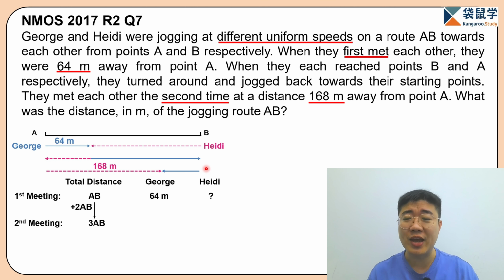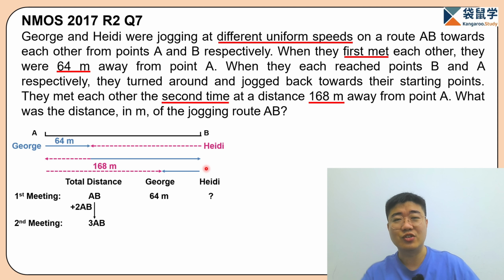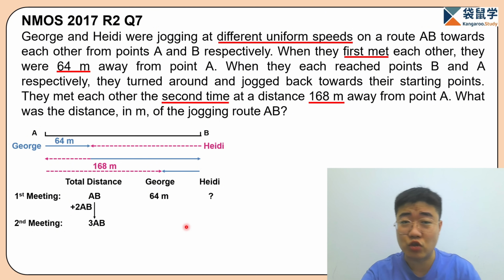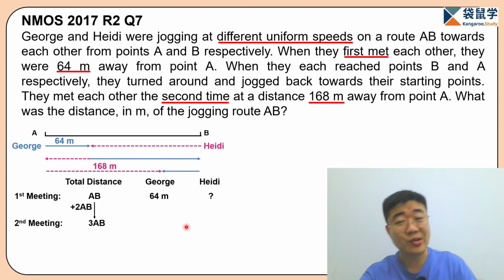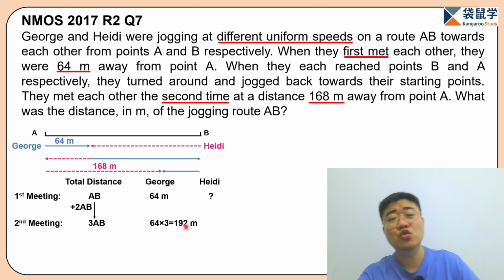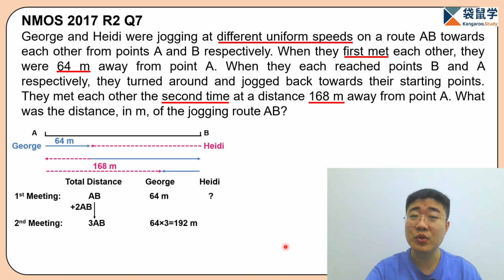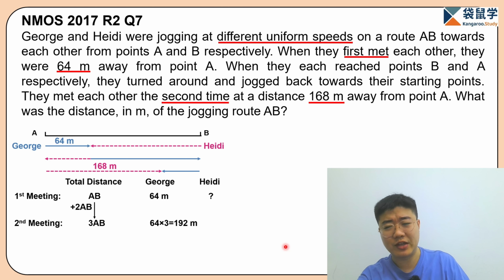Now, after we know that, we can just find the distance traveled by George. So at first, it was 64 meters. Now, if it is 3 times the distance before, how do we find the distance traveled by George? So the distance traveled by George will just be 64 times 3. We found out this is 192 meters. Then how about Heidi? This one we do not know yet, so let's just leave it there.